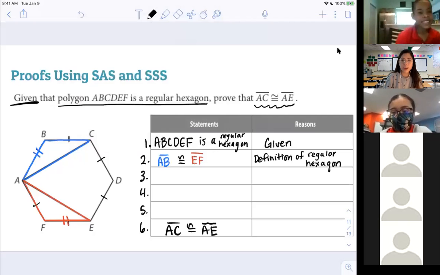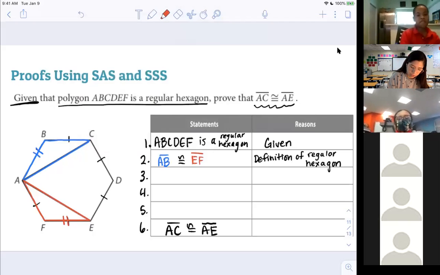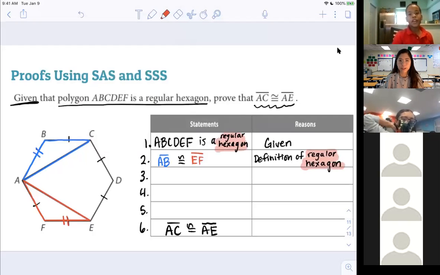Okay. So again, what did I do in the previous step? I said the words regular hexagon. What do I do in the next step? I define the words regular hexagon.